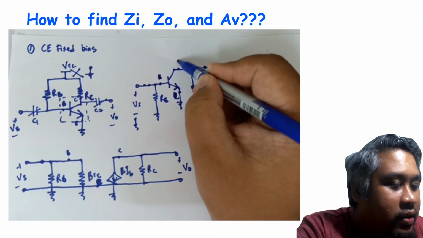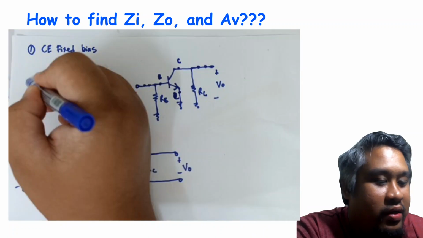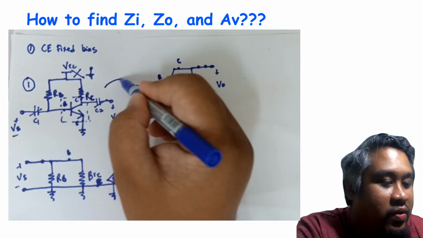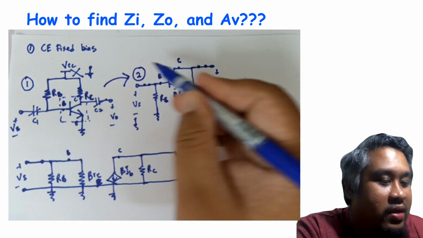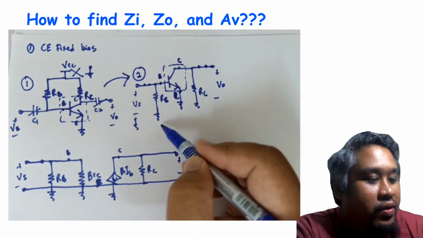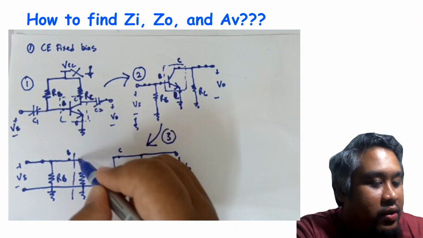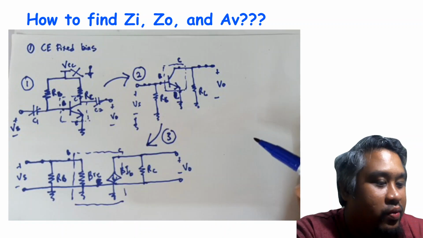So from the original circuits, before we go to complete the RE model, this first one is the original circuit. Okay, we move to this one. That tallies with the original circuit, and then based on this BJT, we draw the RE model here. Okay, this is our RE model.